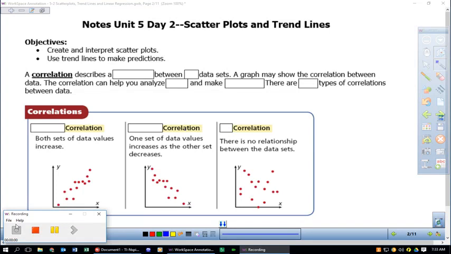Scatterplots, trendlines, and linear regression. We'll throw that in at the end. A correlation describes a relationship between two data sets. A graph may show correlation between data. Correlation can help you analyze data and make predictions.